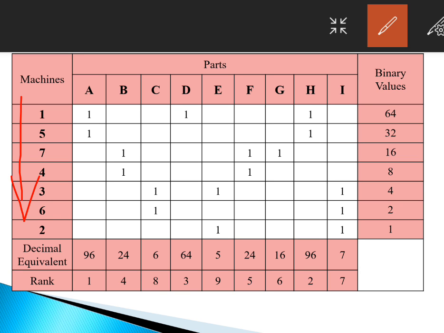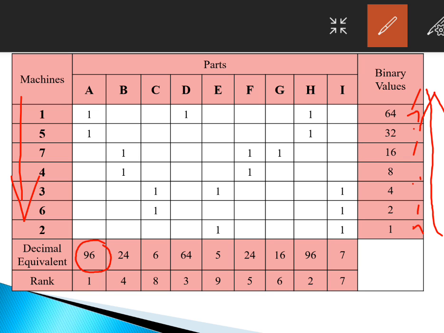Now we have to set the decimal value of parts. Earlier we have seen for machines. Now we have to calculate for parts. So here I have to give the binary values from 2 power 0 to 2 power 6: 2 power 0, 2 power 1, 2 power 2, 2 power 3, 2 power 4, 2 power 5 and 2 power 6. Here I have given the equivalent values, and then at the bottom decimal equivalent values are given for each part.